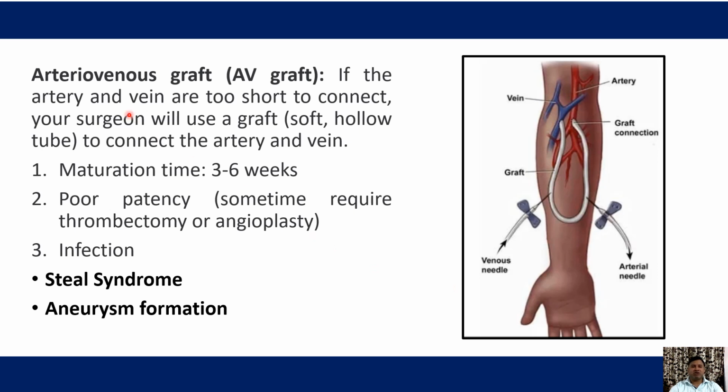Another surgery is also called an arteriovenous graft. So if the artery and veins are too short to connect, then the surgeon uses a small loop, that is called a graft, which connects the artery and veins as shown in the figure. The maturation period of an AV graft is 3 to 6 weeks, and it has poor patency, but sometimes requires thrombectomy or angioplasty. There is a risk of infection also, and there is also steal syndrome and aneurysm formation.